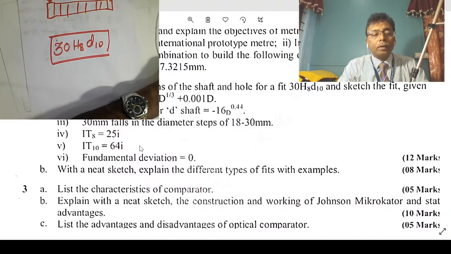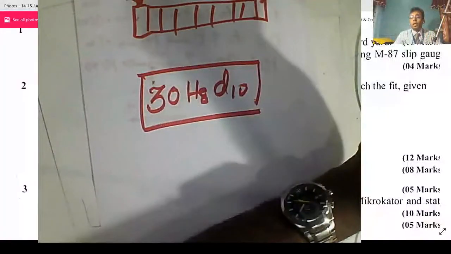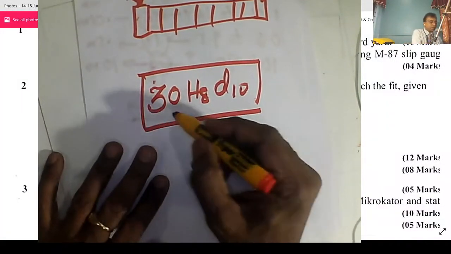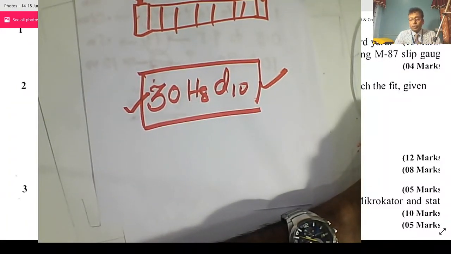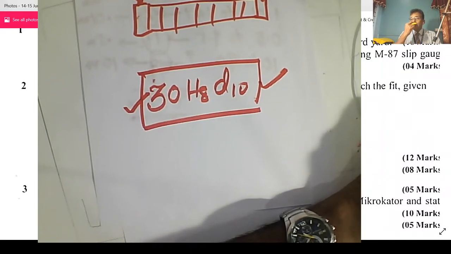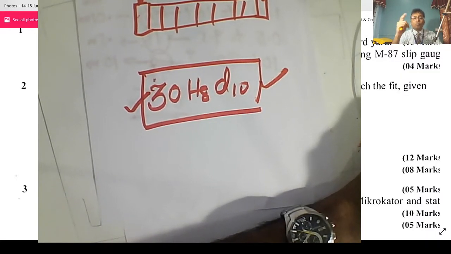Let me enlarge my view here. I can reduce this. Let me solve this. All of you, please be attentive. This is very, very important. Okay. Let me discuss limits, fits and tolerance for this. Let us analyze the question first. It may take some time, but never mind. Determine the dimension of the shaft and the hole for a fit of 30 H8 D10 and sketch the fit. Given, what are the given values?